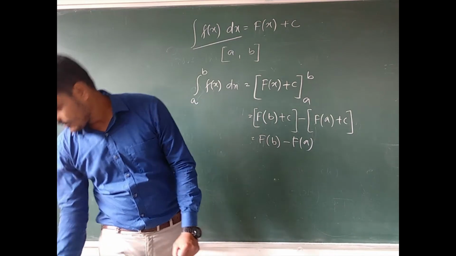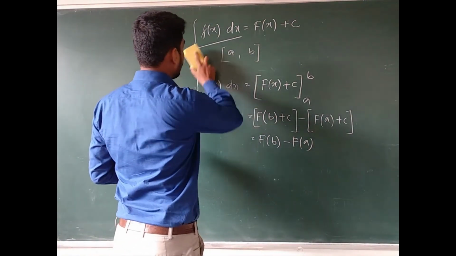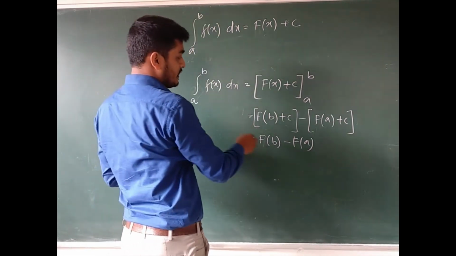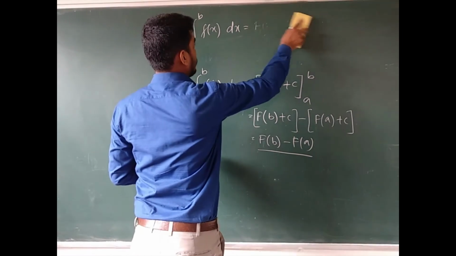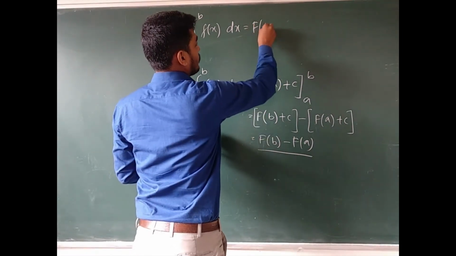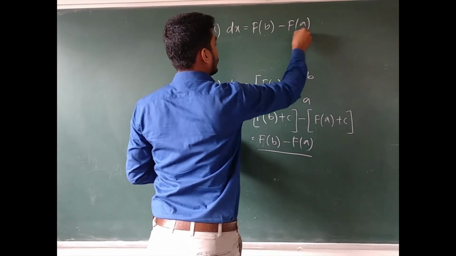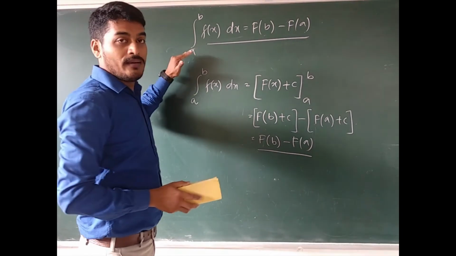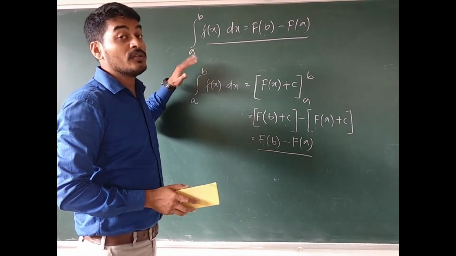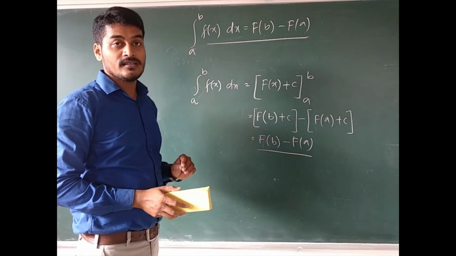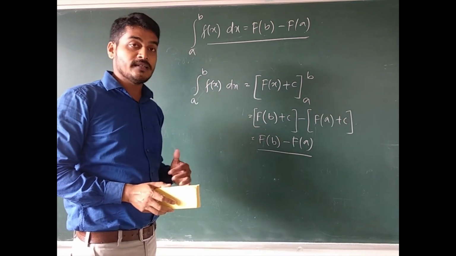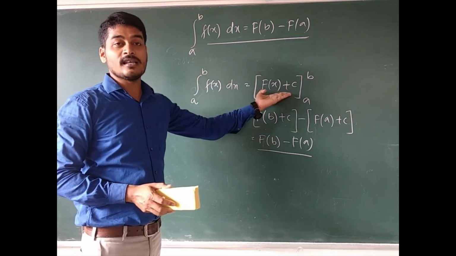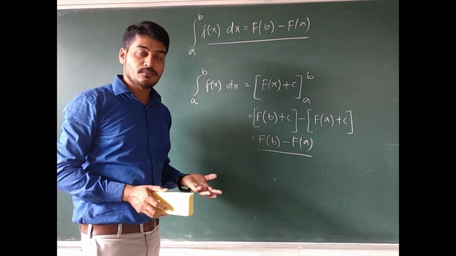That means we can easily write down the integration from a to b of f of x dx as capital F of b minus capital F of a. This is the answer. Always remember, whenever you have to find the definite integral, we will try to find the indefinite integral first. All the properties of indefinite integral will be applied here. After finding the indefinite integral, that is F of x plus c, we will put the limit. The procedure will remain the same.